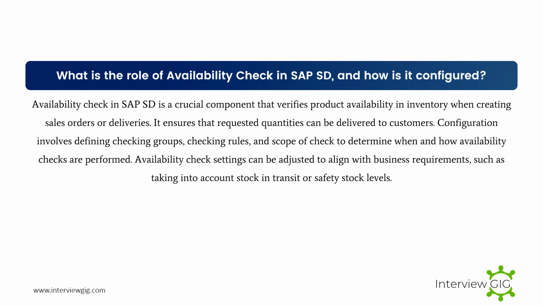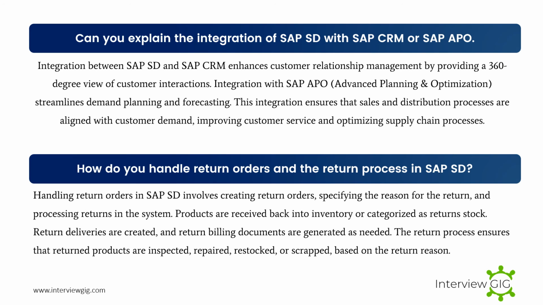Can you explain the integration of SAP SD with SAP CRM or SAP APO? Integration between SAP SD and SAP CRM enhances customer relationship management by providing a 360-degree view of customer interactions. Integration with SAP APO, Advanced Planning and Optimization, streamlines demand planning and forecasting. This integration ensures that sales and distribution processes are aligned with customer demand, improving customer service and optimizing supply chain processes.